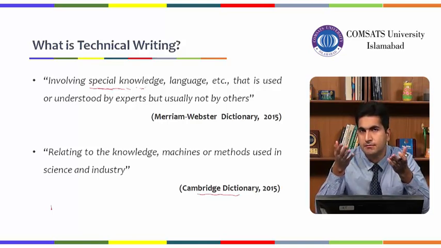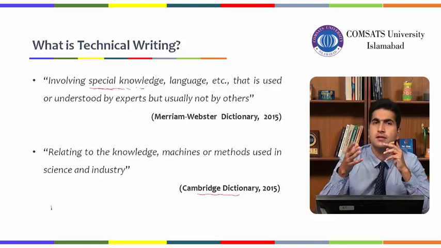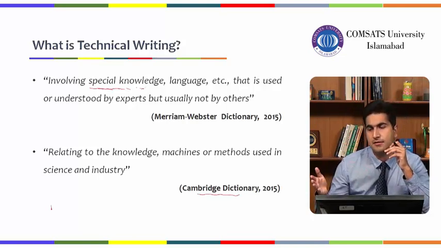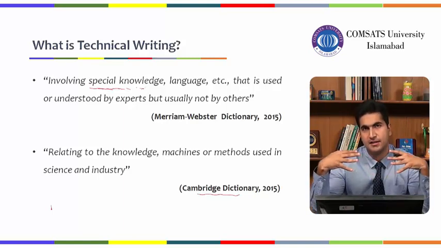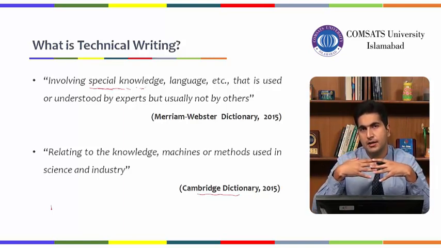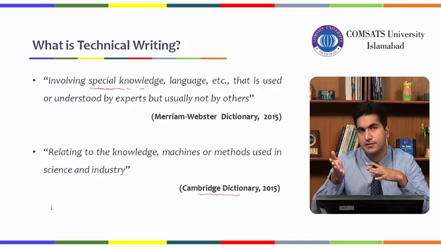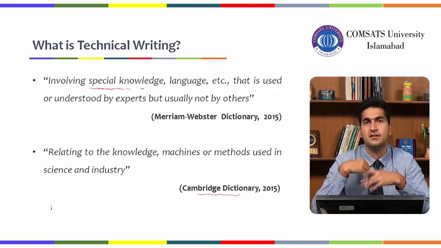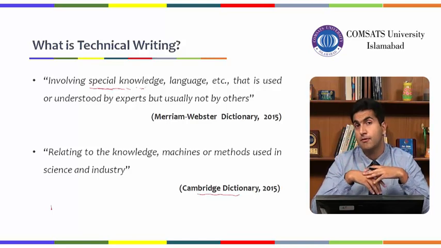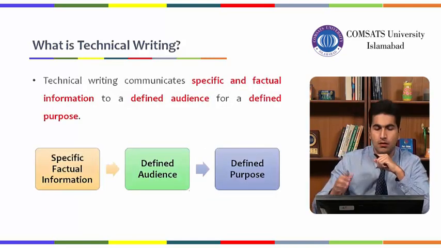And then if you want to make it more specific, then you can simply relate machines with knowledge, that it's a form of writing which develops a link between knowledge and machines, because after all it is knowledge of machines, of manufacturing them, or of using them, or of making them better.